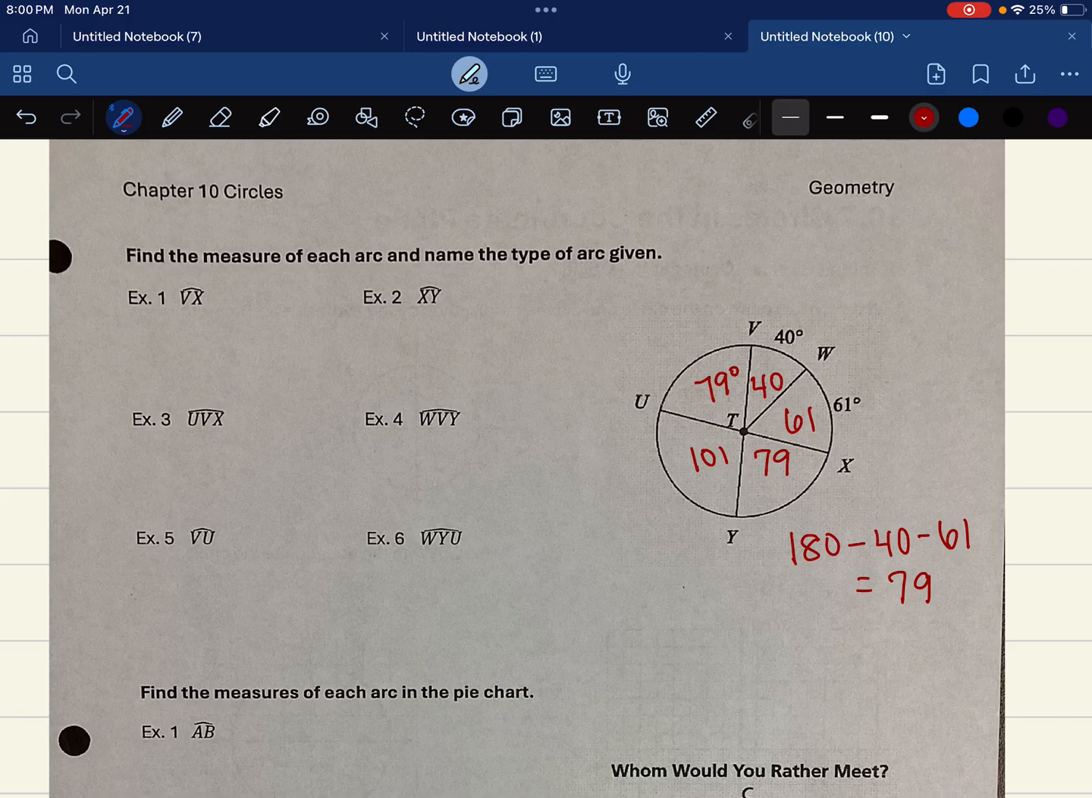So from here, it should be pretty easy for us to go ahead and identify each of the arcs, what type they are, and then what their degree measure is. So the first one asks us to find arc VX. So VX is from here to here. So all you have to do is add those two together, 40 plus 61, and then the measure of VX is going to be equal to 101. And then it's less than 180, so we would say this is a minor arc.